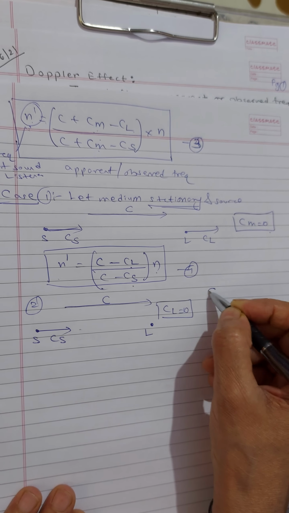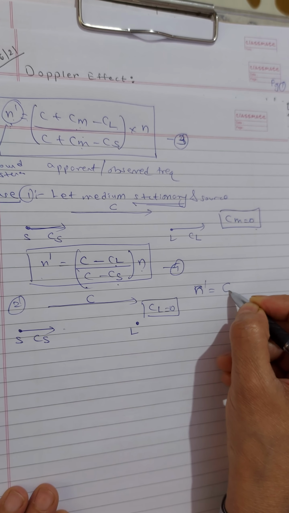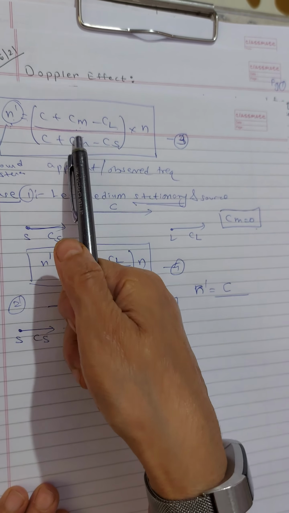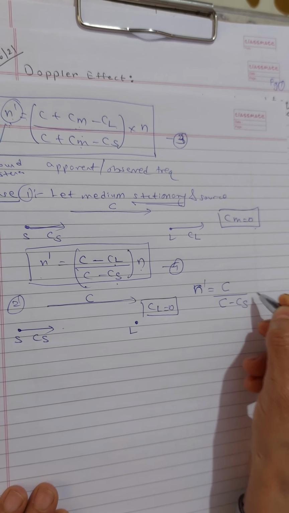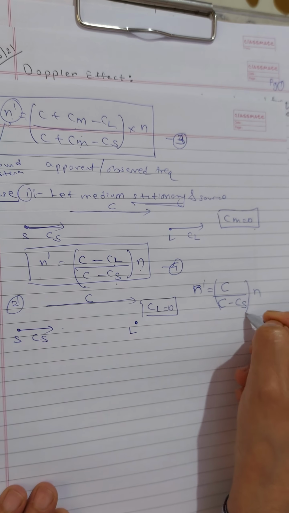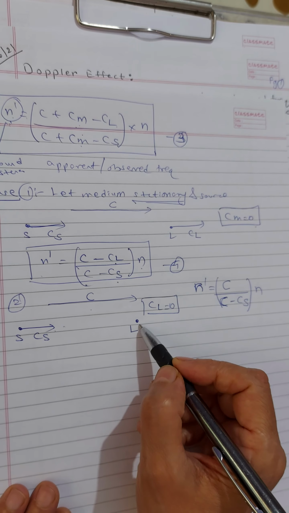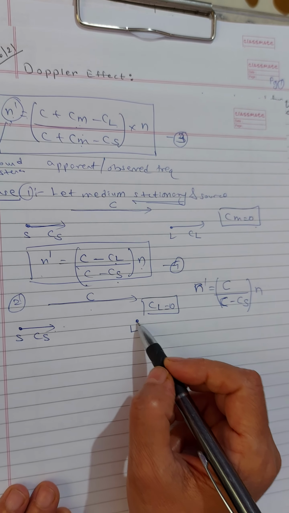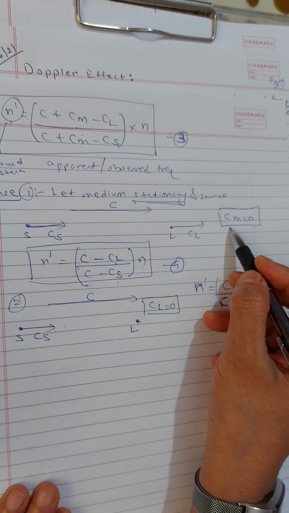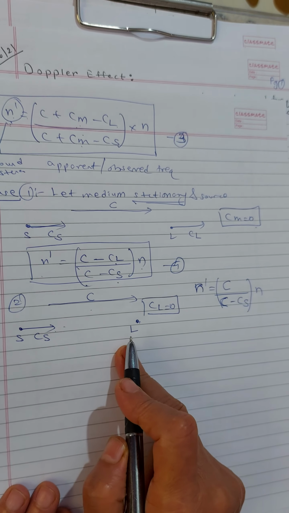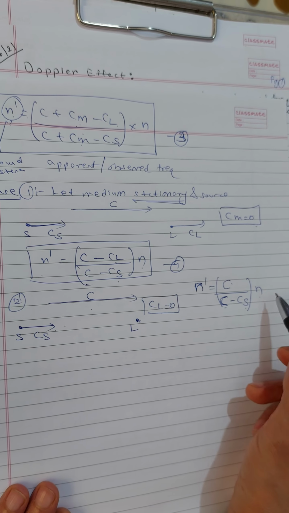Equation number 3 will become N dash is equal to (C minus Cm minus Cl) divided by (C minus Cs) into N. So simple. What we said, the source is moving towards a stationary listener. The listener is not moving with any velocity. Stationary listener, so Cl is 0. Already I said Cm is 0 for this case also. So N dash is equal to C upon C minus Cs into N. This is the expression I got.